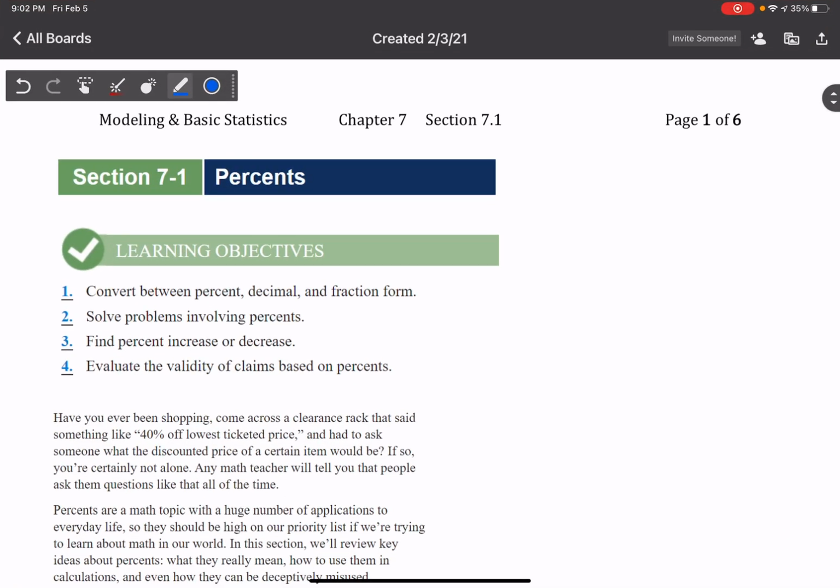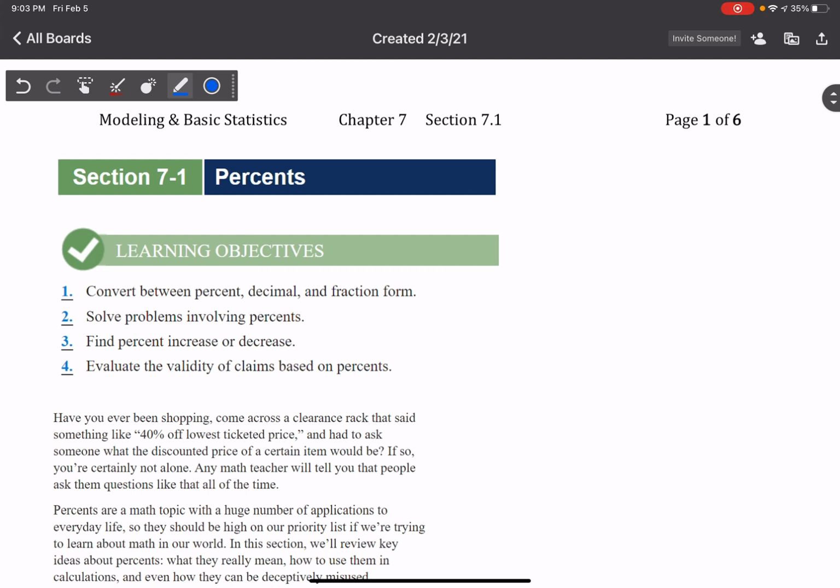Hey guys, we are in chapter 7. We are talking about percents. Our learning objectives for this video will be to convert between percents, decimals, and fractions, solve problems involving percents, find percent increase or decrease, and evaluate the validity of claims based on percents.